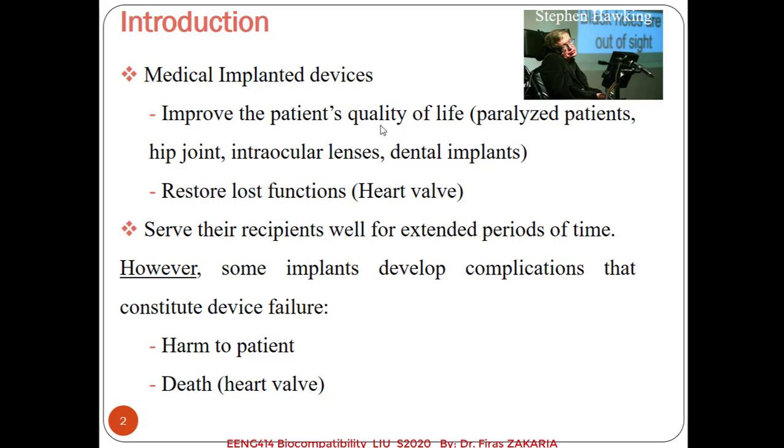So to improve the patient's quality of life, also to restore lost functions. For example, heart valves. Someone who has problems with one of his heart valves, now we have artificial valves. The heart valves can be replaced with an artificial one, and this artificial valve is considered a medical implanted device. So the two main purposes of medical implanted devices: to improve the patient's quality of life, and to restore lost functions.